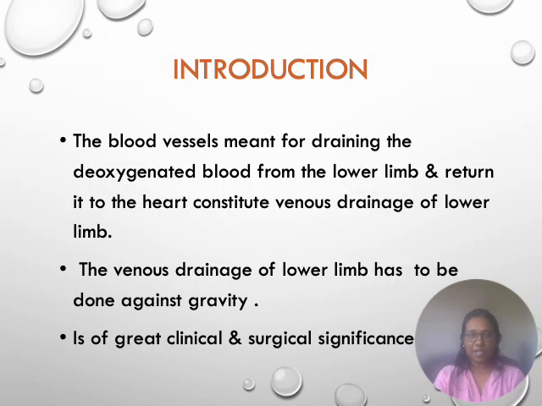So, let us start with introduction. What is this venous drainage of lower limb? The blood vessels which are meant to drain the deoxygenated blood from the lower limb and return it to the heart constitute the venous drainage of lower limb. The venous drainage of lower limb becomes a lot more complicated because it has to happen against gravity, unlike the rest of the body. Now, as we have learned just now, it is of great clinical and surgical significance.